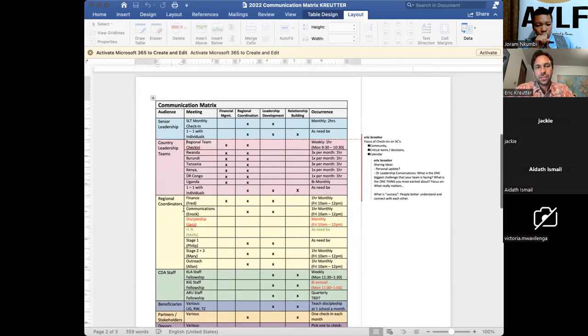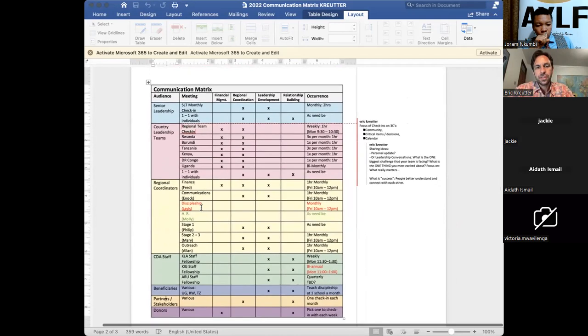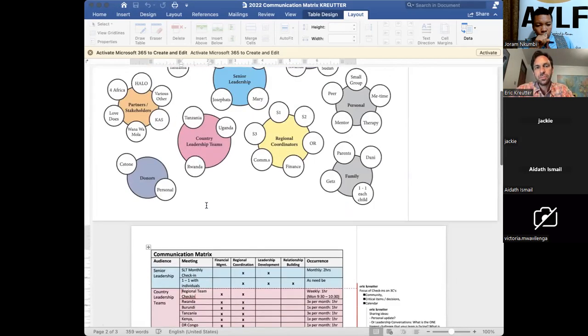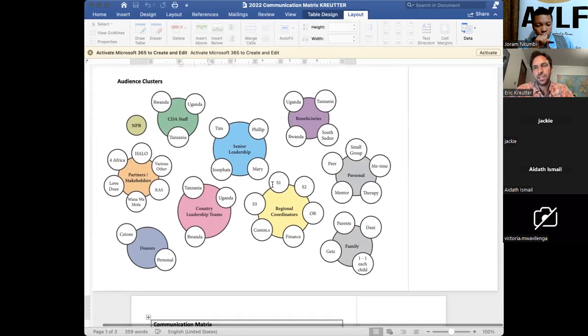So this is a way to kind of understand, when you talk about time management, what are the most important things that you need to be spending time on? Who are the most important people? Who are the most important groups that you need to think about when you're thinking of how you spend your time?